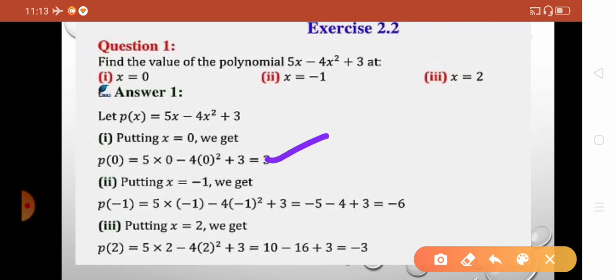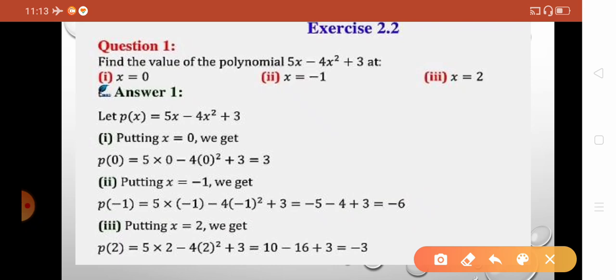For x is equal to minus 1, simply we will put minus 1 in place of x. So 5 multiplied by minus 1 is minus 5, and minus 1 squared is equal to plus 1. So minus 4 multiplied by plus 1 comes out to be minus 4, plus 3. So the answer comes out to be minus 6.